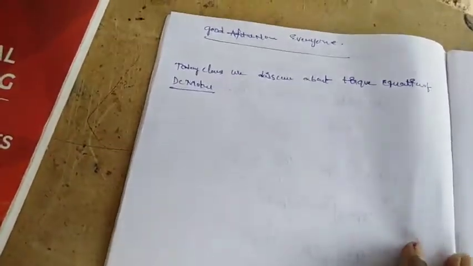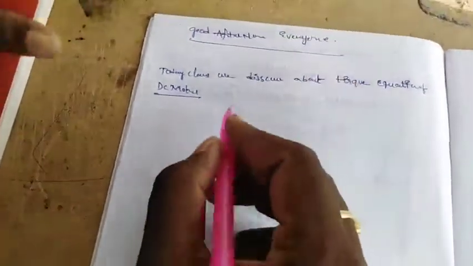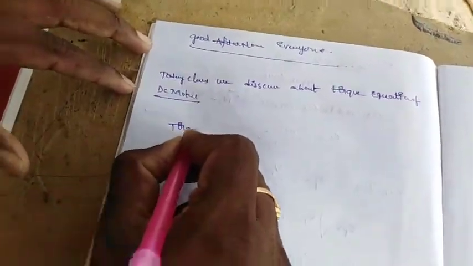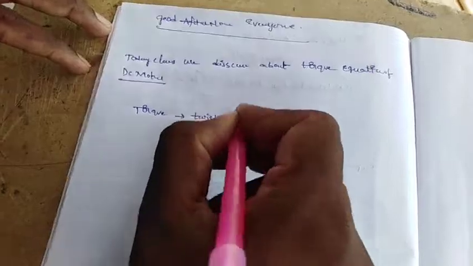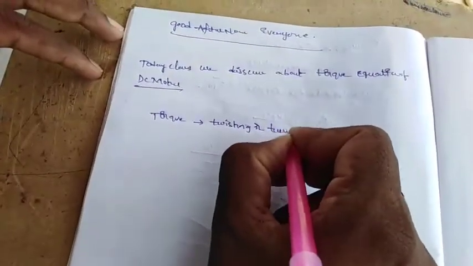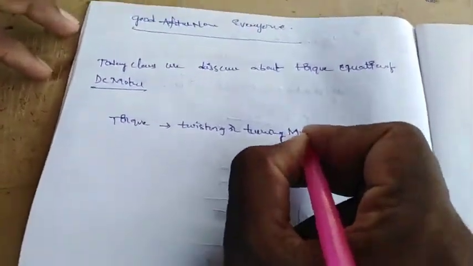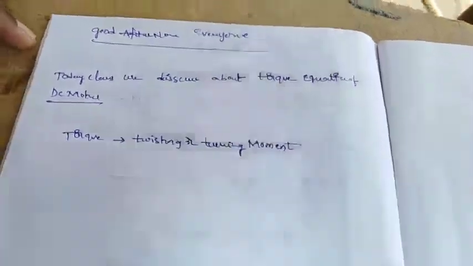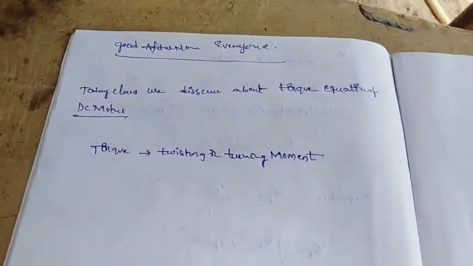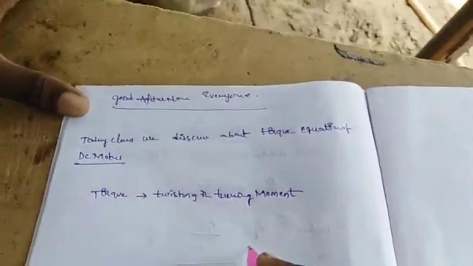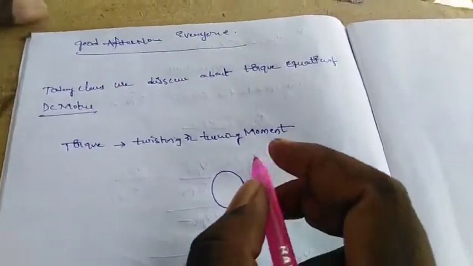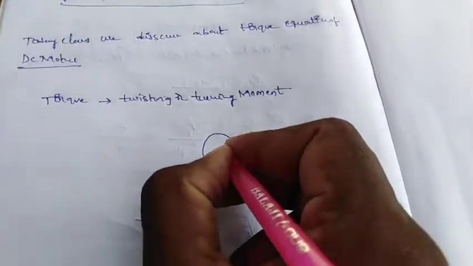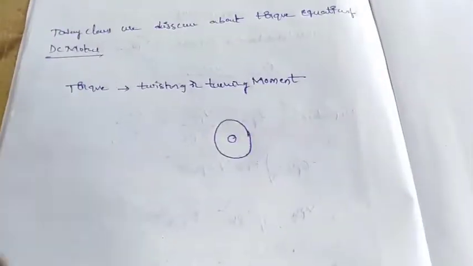Today we discuss the torque equation. Torque is the twisting or turning moment. Consider the wheel of a DC motor.